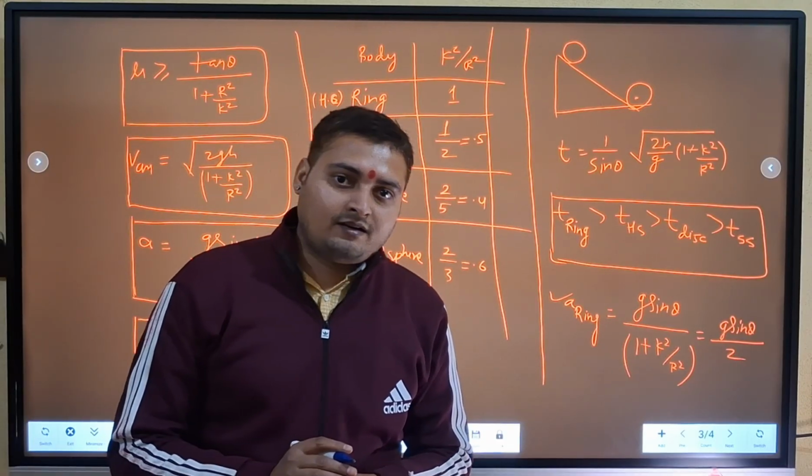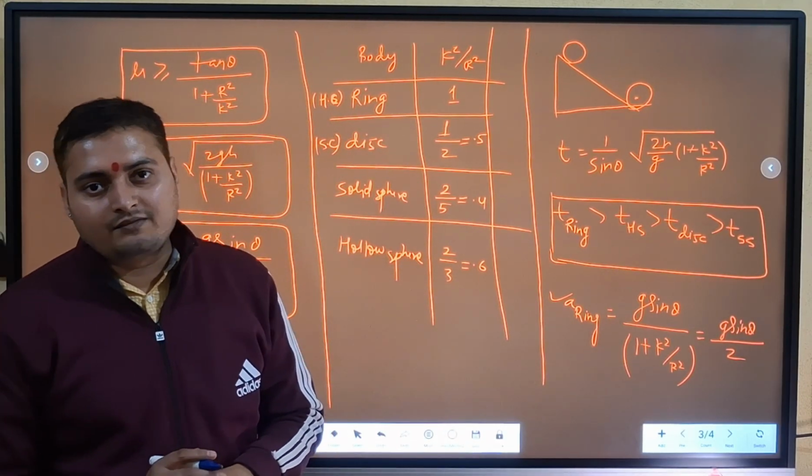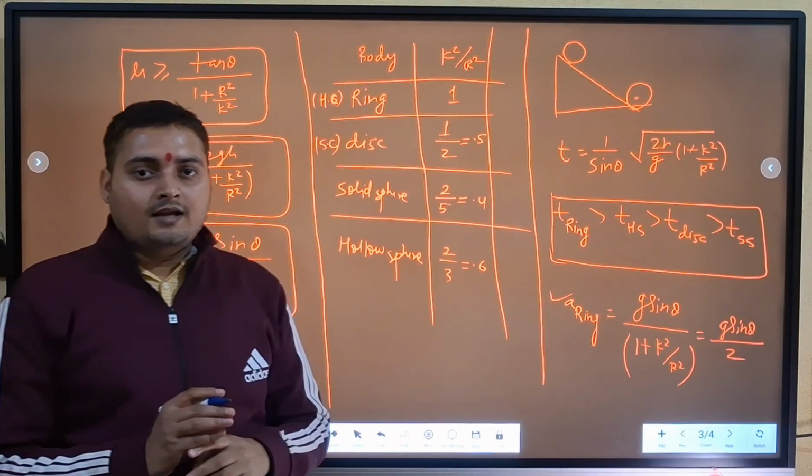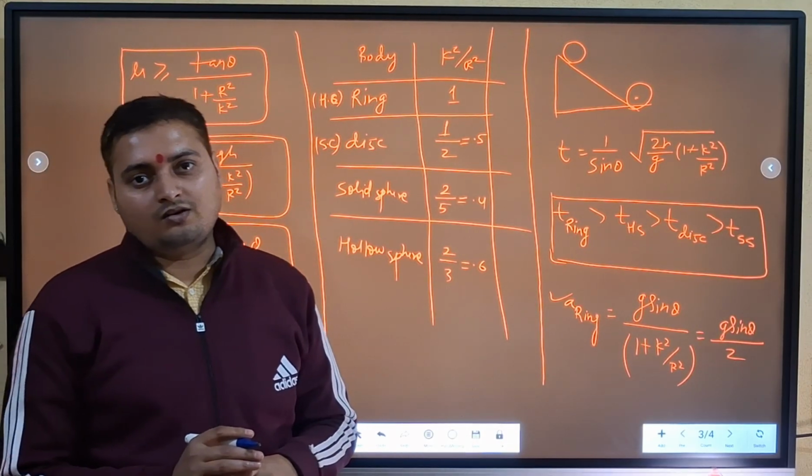So if you see here, we calculated the minimum friction coefficient, velocity of center of mass, acceleration, and time taken. Everything we calculated for pure rolling motion along the inclined wedge. So this is the whole concept.